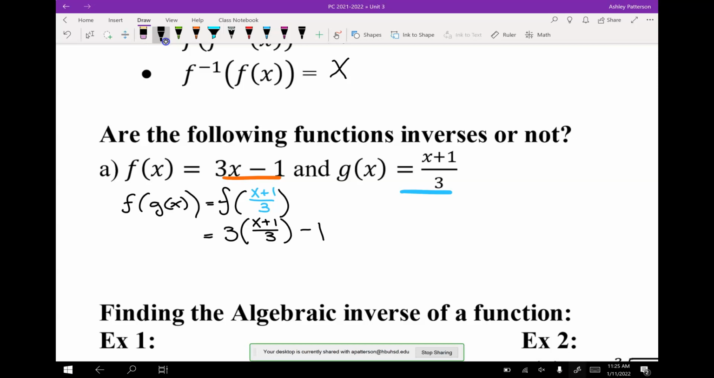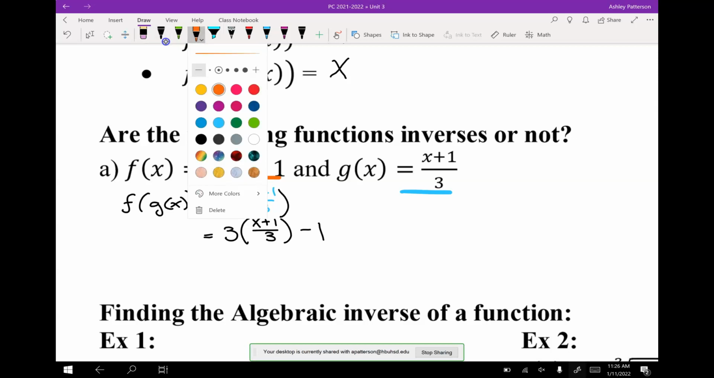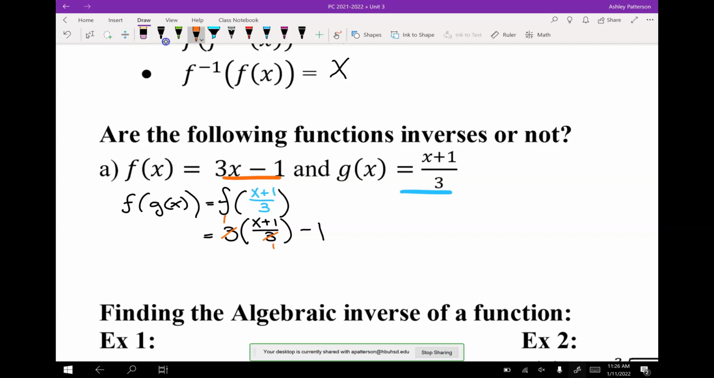What happens with the 3 times 3 in the denominator? They're going to cancel out. Sweet. Okay, so then those will cancel, and we're left with x plus 1 minus 1. What does this equal? X. So are f of x and g of x inverse functions? Yes, they are. So yes, they are inverses with a smiley face. Sweet. Okay. So I feel like we are pretty solid with composition at this point in time.